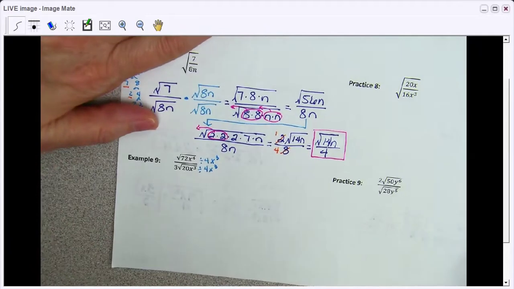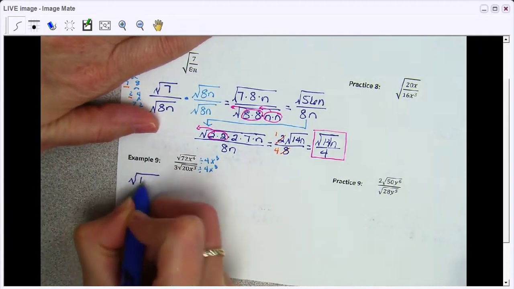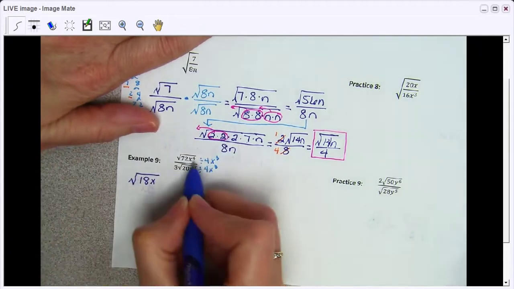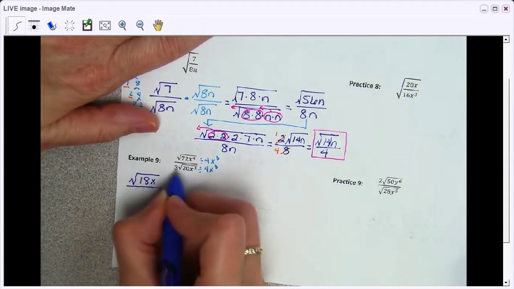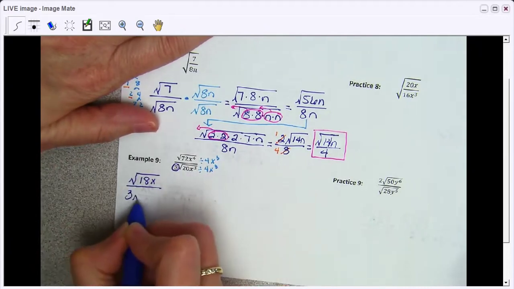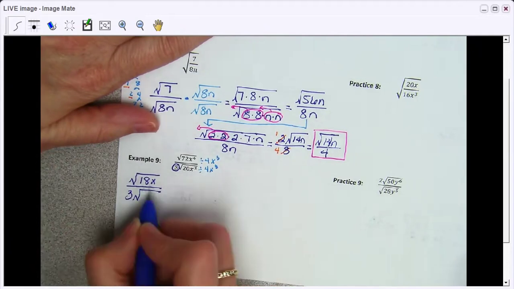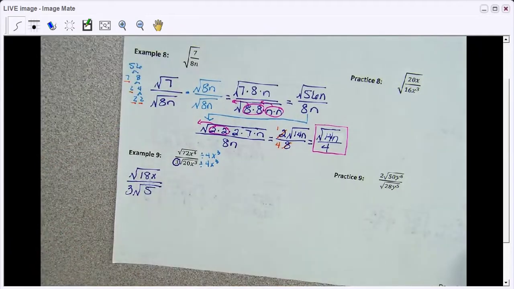So 72 divided by 4 is 18. So we have the square root of 18x, because x to the fourth divided by x cubed is x, over, don't forget our 3 here. And then 20 divided by 4 is 5. And then x cubed divided by x cubed is 1, or we just cancel that out. All right. We cannot reduce this any further.